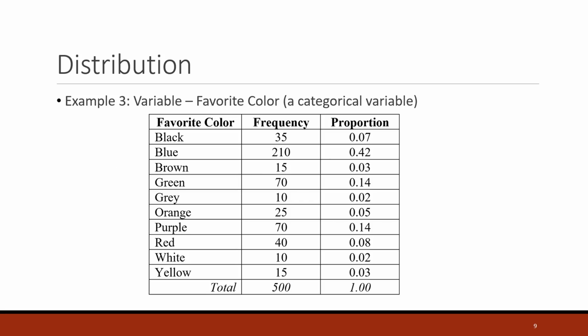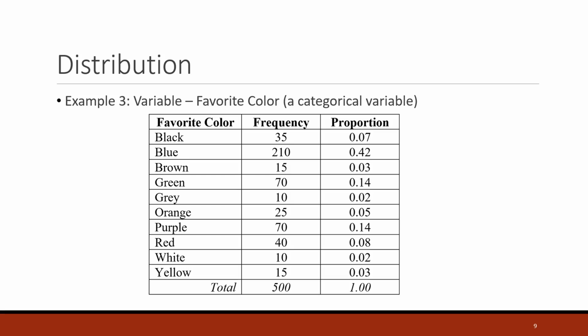Okay, so now let's move away from the continuous variables and take a look at an example of a categorical variable. Here we have favorite color, and we have the frequency table with the favorite colors in the first column, then the observed frequency in the middle, and then on the right, the proportion, and you can easily convert that to percentage. From here, we can pretty quickly see that blue is the favorite color.